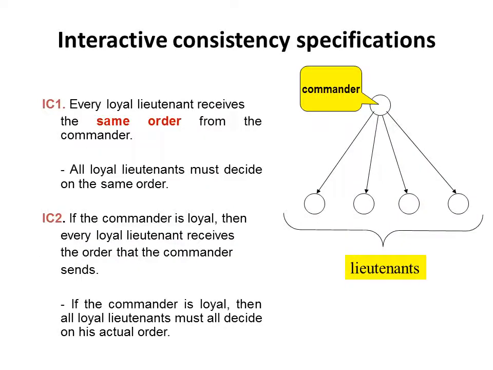Now, moving forward, you have to know what the two interactive consistency specifications are. You have to be able to define each of them: that every loyal lieutenant must decide on the same order, and if a commander is loyal, then all the lieutenants have to receive whatever order was sent by the commander. So you have to be able to describe these two. There was a question on your homework as well to list the two interactive consistency specifications. So you need to know both of these.